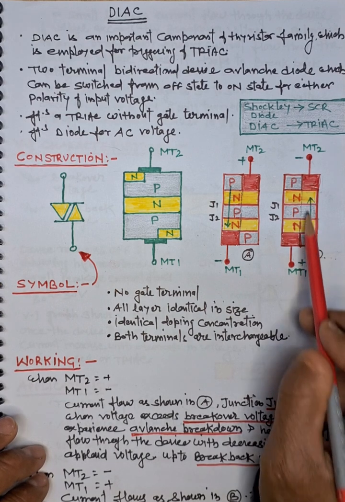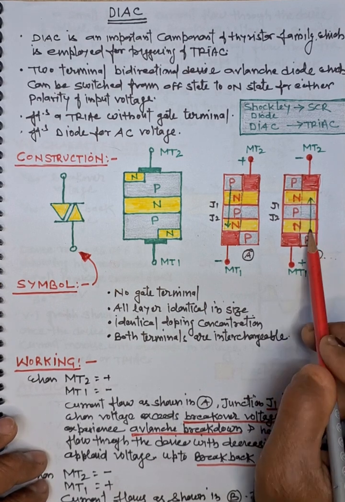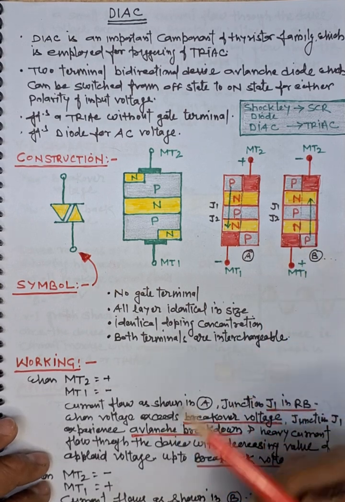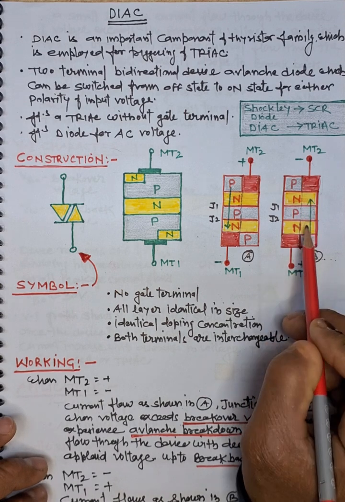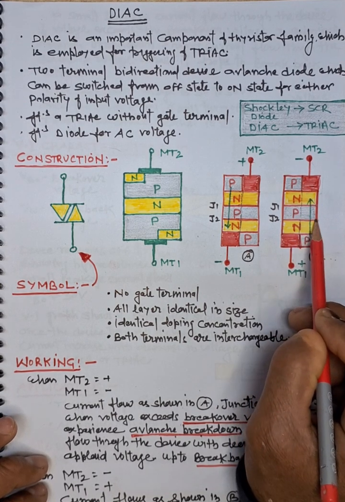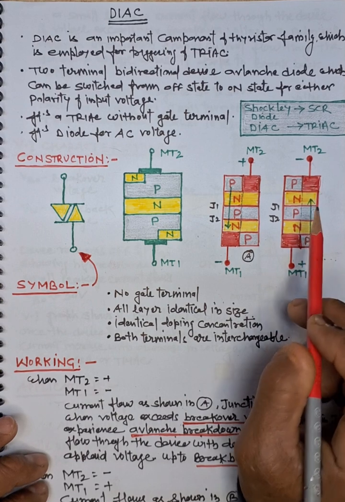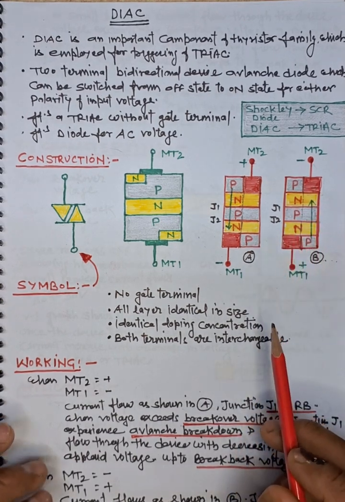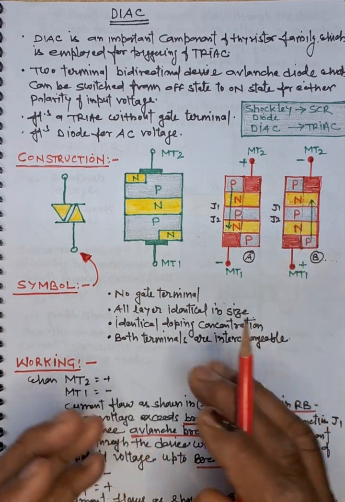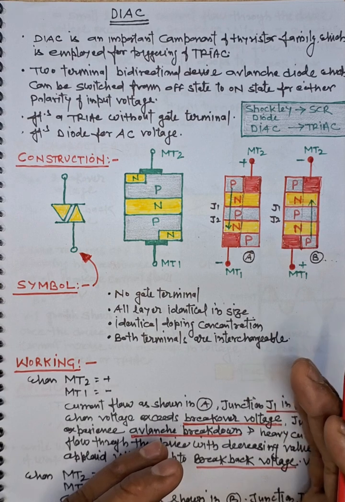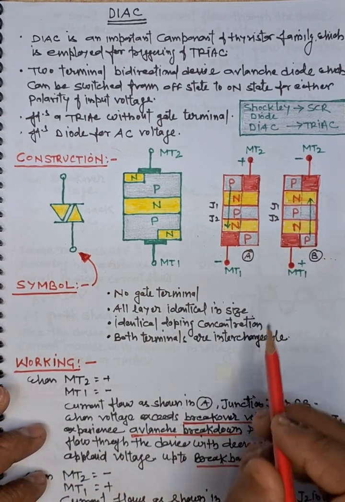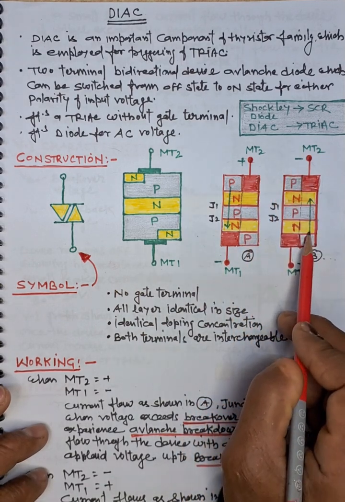So this way one junction is in reverse bias, so the device will not conduct with this polarity. Now if we continuously increase the voltage, there will be a small leakage current in this direction. But at a certain voltage, again this junction will experience avalanche breakdown and the device will conduct. That voltage at which the device turns on is called the breakdown or breakover voltage, and after that a heavy current flows through the device in this direction also, as shown by the green arrow.